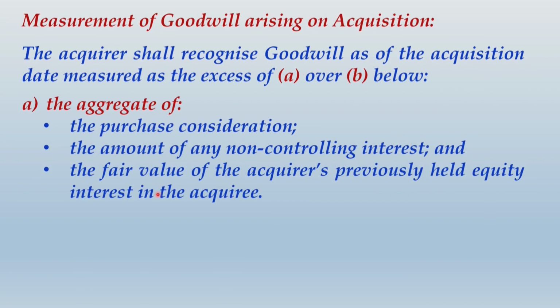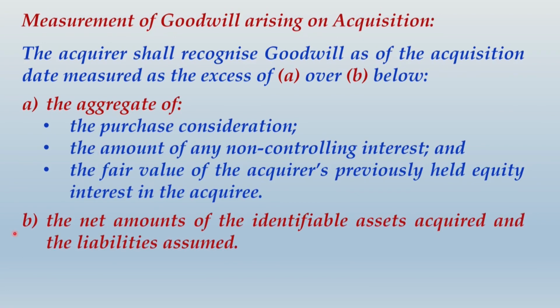But once you take aggregate of these three, your A is ready for comparison with B. And what is B? B is the net amount of identifiable assets acquired and the liabilities assumed. So it is excess of A over B, which will be considered as the amount of goodwill arising on acquisition. So friends, do one thing, before we go with those calculative examples, please note down what you find on screen.